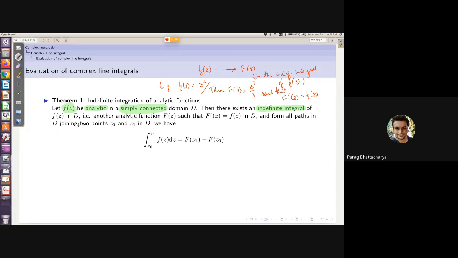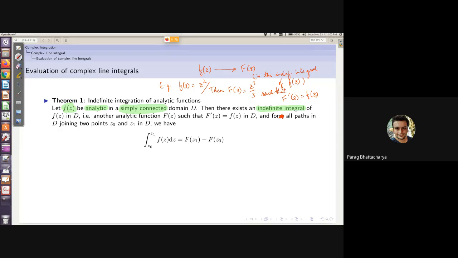So suppose I have small f, which is an analytic function. Then there is another analytic function whose derivative is small f. Then this holds for all paths. Okay, this m is a typo, there's no m. So for all paths in D joining two points z0 and z1 in D.